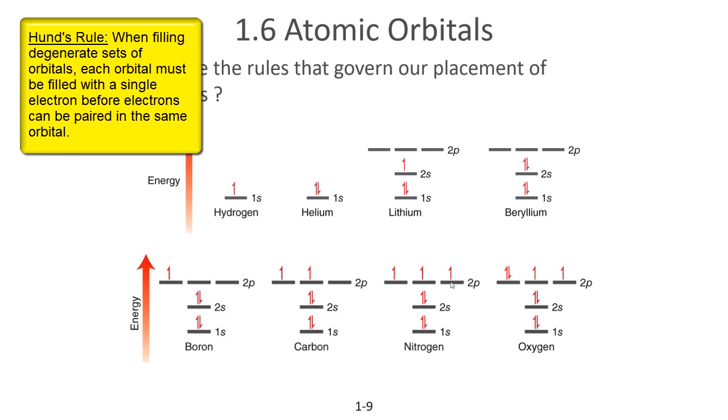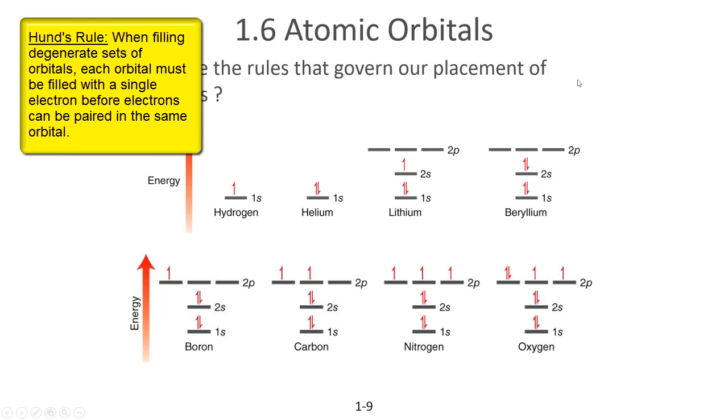There is one electron in each of these. So when we get to oxygen, we now have to start pairing up electrons. And you'll notice, again, as a consequence of the Pauli principle, this fourth electron that we've added to the subshell must have an opposite spin to the electron that was already there.